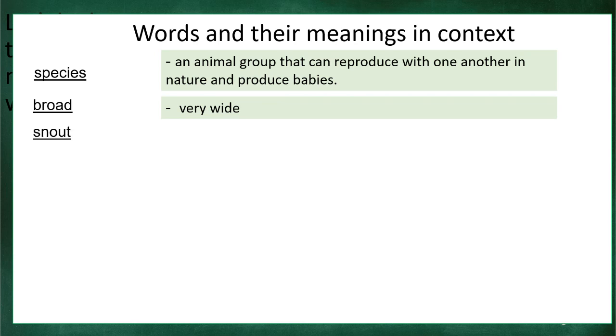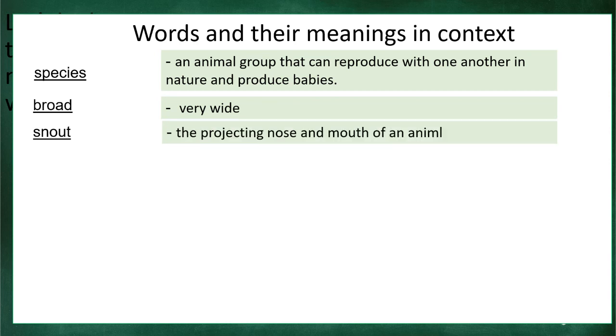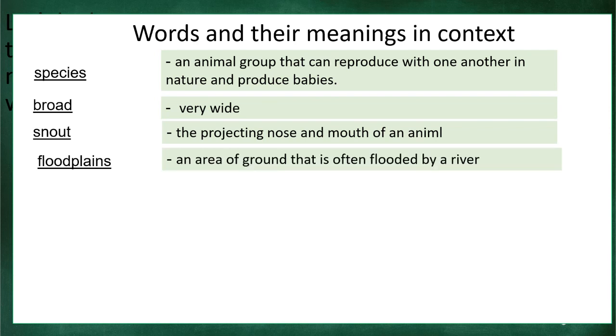What is a snout? A rhino has a snout. That's the projecting nose and mouth of an animal. Like you've seen, a pig has a snout, a rhino has a snout. Rhinos like to live in the floodplains and the grasslands. So what do we mean by floodplains? We don't really have that many here in South Africa, I don't think, but floodplains are an area of ground that's near a river and that's often flooded by a river.